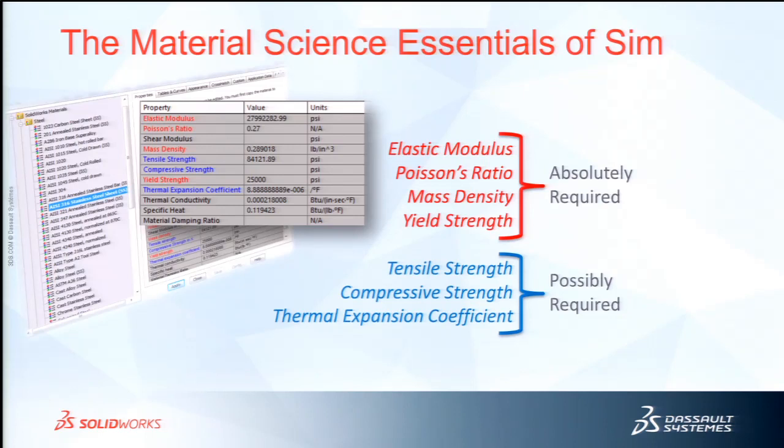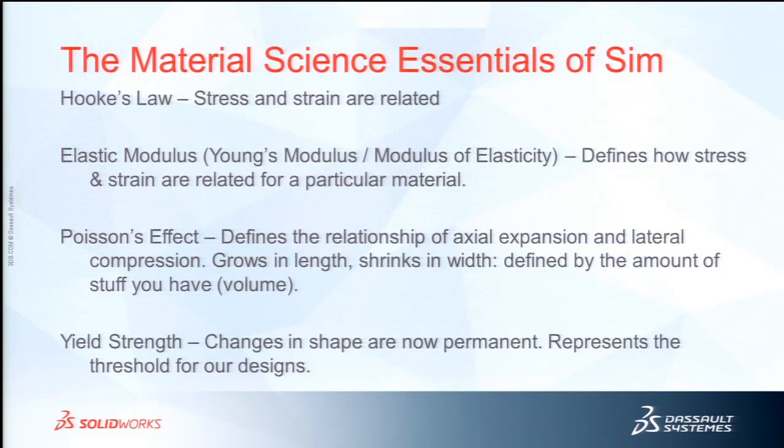Red is telling you that you absolutely are required to know these 4 material properties. And you might need to know the things in blue depending on how it's loaded or what kind of study you're doing. So you have the elastic modulus, your Poisson's ratio, mass density, and the yield strength. Those are the things that you absolutely need. I'm going to talk a little bit about that.